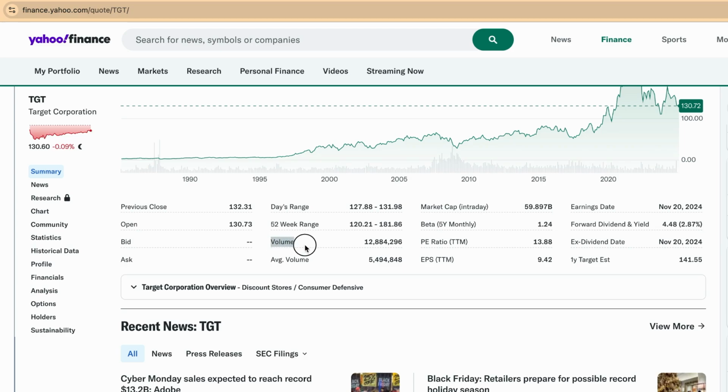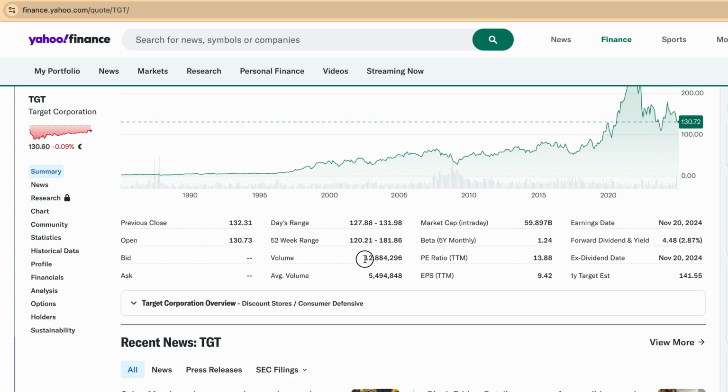This is your daily volume, so how many shares were traded in one day. The average volume is around 5 million shares. So if you look at this, the volume right now is pretty heavy. A lot of people are coming in trading Target, maybe because I'm recording this during the holiday season, maybe because Black Friday just finished. So a lot of people are wondering if this stock has been good. So there's a lot of activity with that.